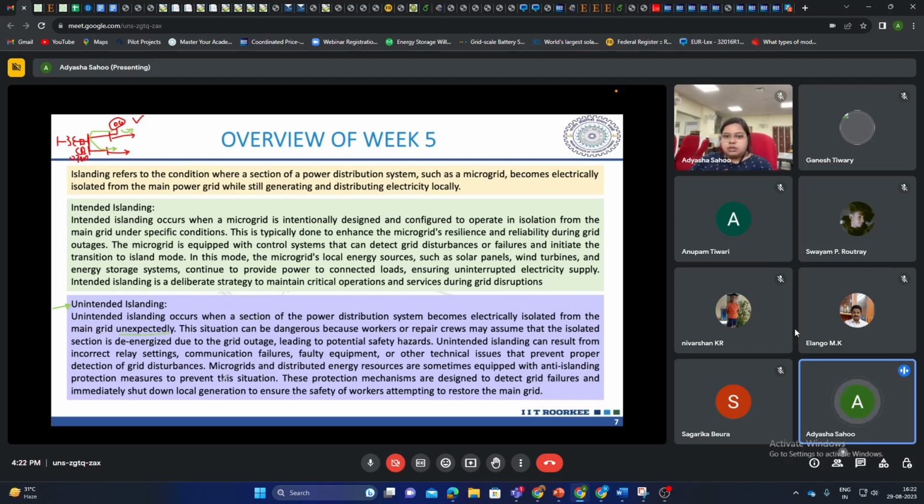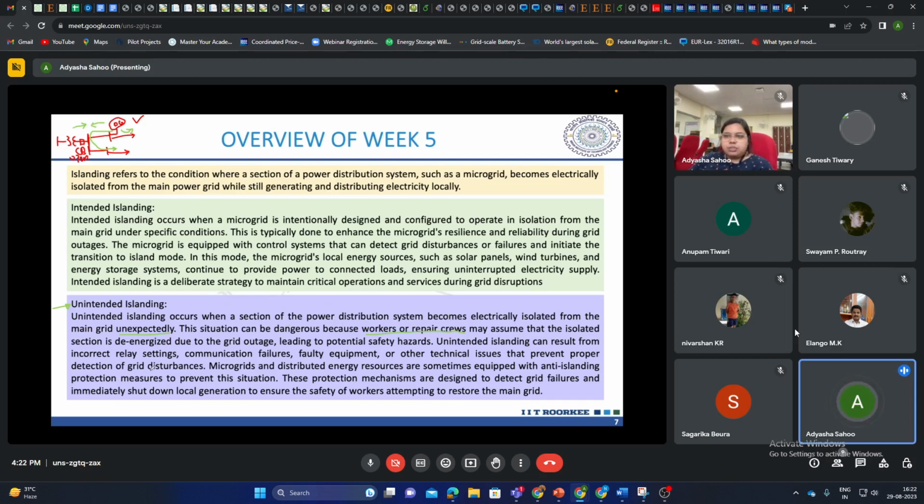This can be dangerous because, let's say, repair crews are working here, and they did not expect power from this side. They were expecting power from the grid side. But whenever there is islanding, the power will flow through here, and they may get a shock.